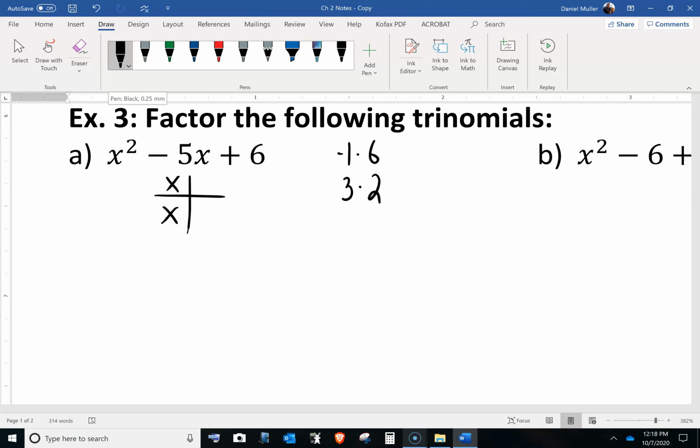But I need -5. Okay, well, I should do 1 and -6. 1 minus 6 would be -5. But I could also do it by going -3 and -2. Putting those together, if you added them, we get -5. So which one is it?